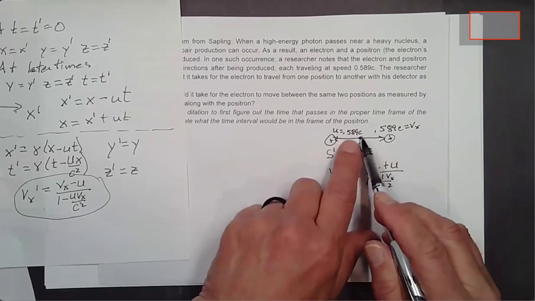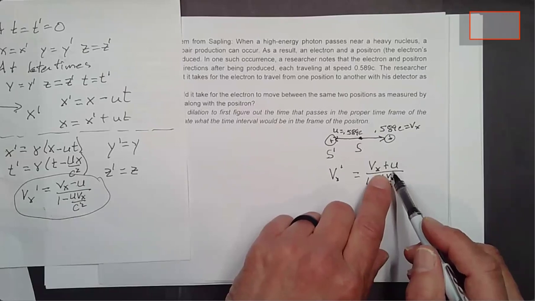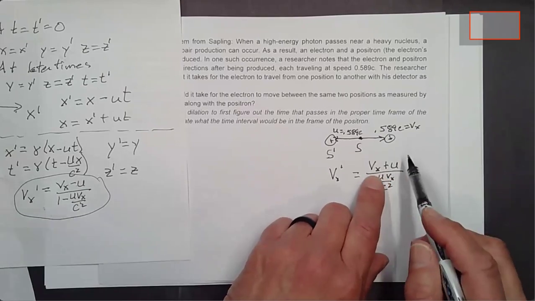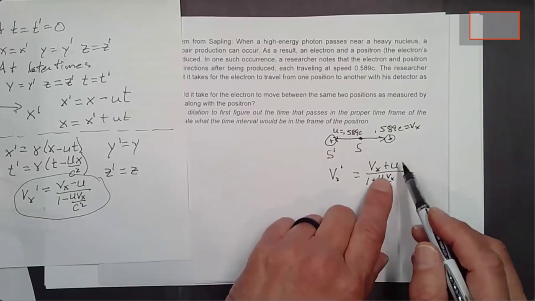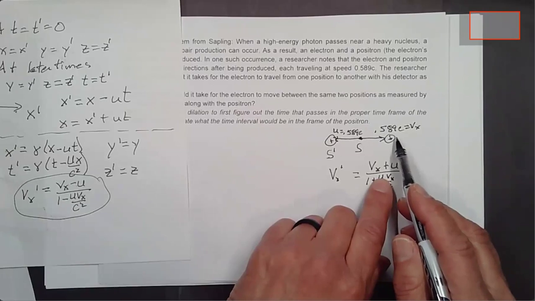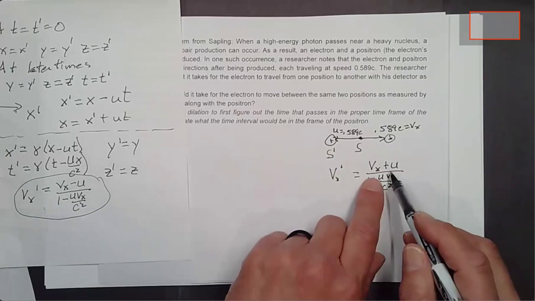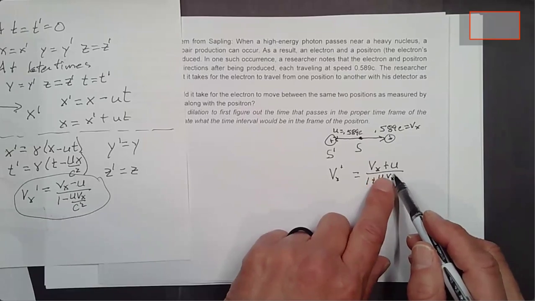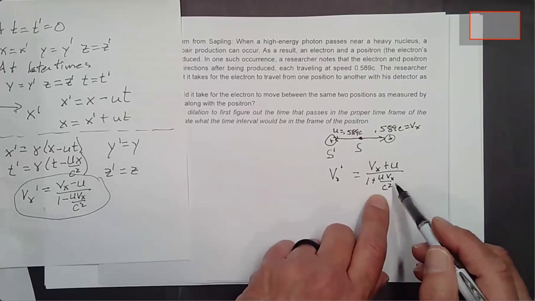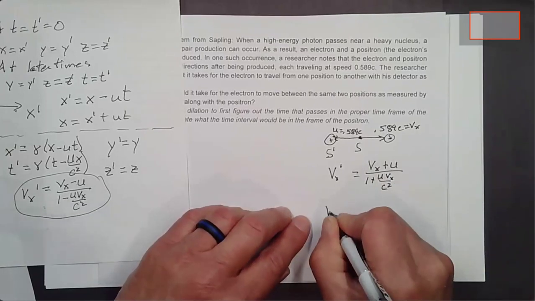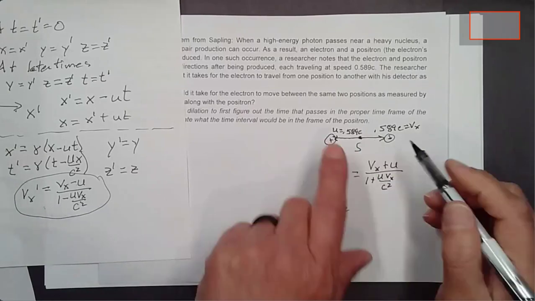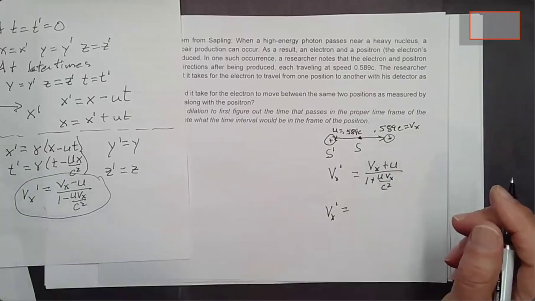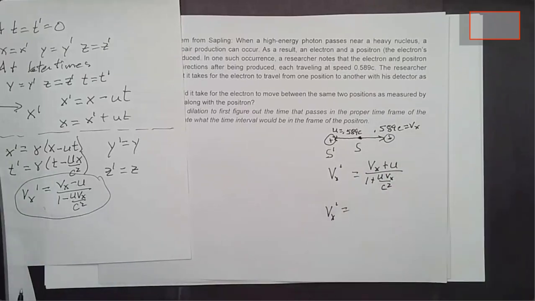U is 0.589 C. U plus V sub X would actually be more than the speed of light, and that's what we would predict if we didn't have special relativity. But it's not going to be more than the speed of light, and that's why we've got this denominator. So our V sub X prime, the speed of the electron with respect to the positron, has a numerator of 0.589 plus 0.589.